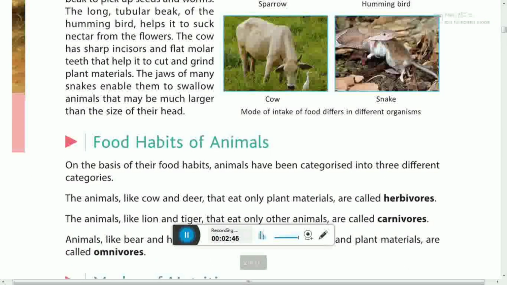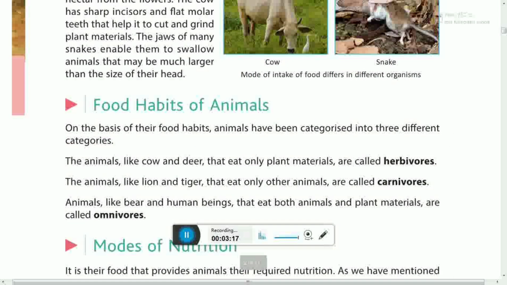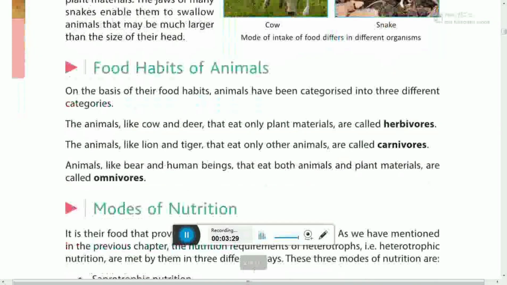Next, food habits of animals. On the basis of their food habits, animals have been categorized into three different categories. The animals like cow and deer that eat only plant materials are called herbivores. The animals like lion and tiger that eat only other animals are called carnivores. Animals like bear and human beings that eat both animals and plant materials are called omnivores. You have studied this in previous classes also.